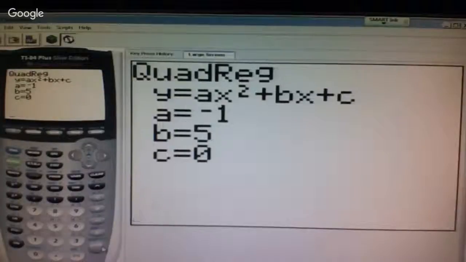I don't know what it's doing. I'll look at that for 1 second. So what you just did is your equation for this table is -1 x squared plus 5x plus 0. We'll have to find the equation for the table.